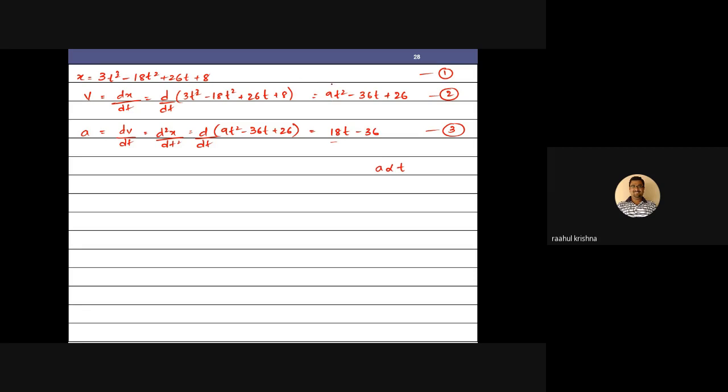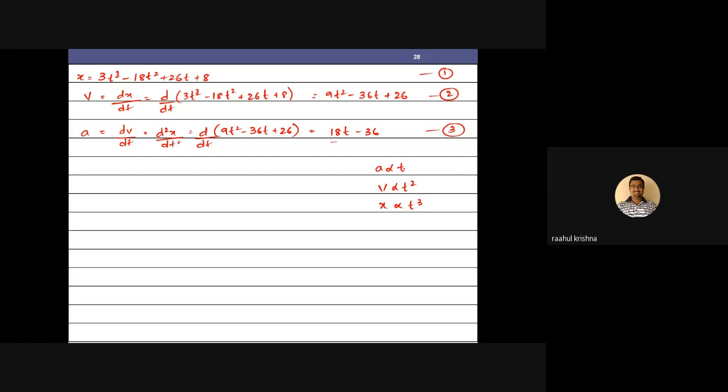Velocity is directly proportional to t square, right? Yes, sir. Velocity is directly proportional to t square. And what about the displacement? It is directly proportional to t cube. So when I want to plot this motion in the form of a graph, then what happens?